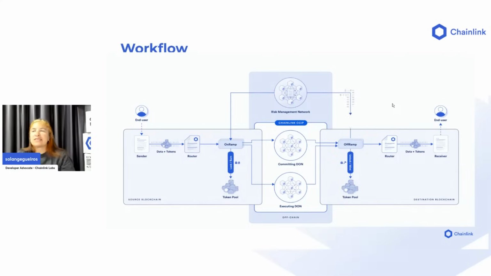So the difference between CCIP and other bridges, we can say that one of the differences is the risk management network, because we have an entirely decentralized network that only takes care of the security part.